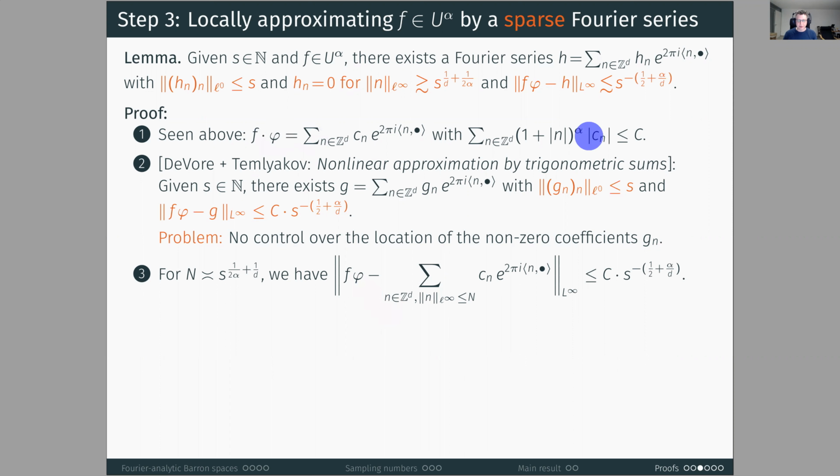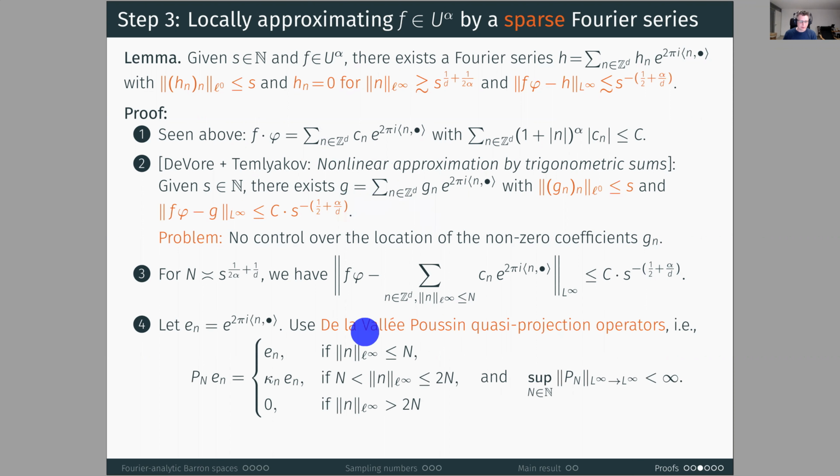Since we have this expansion here, it's not so hard to see that if we just truncate the series, taking not too large frequencies, then we get quite a good approximation. And this we somehow want to carry over then to this G here. And how you do this, I mean, this is now a bit for the experts maybe. You use the so-called de la Vallée-Poisson quasi-projection operator.